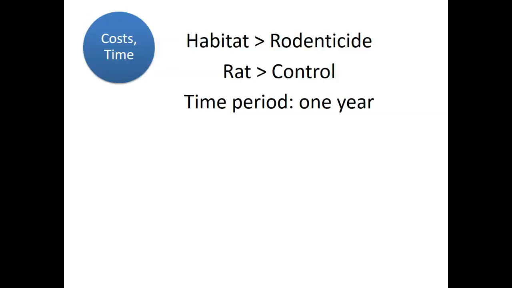So additionally, we include our costs of different controls. For now, we're using fairly arbitrary costs. I'll explain more about that later. The main pattern we assume is that habitat management is more costly than rodenticide. And we also assign a monetary cost to a rat. So each rat has a cost of existing in the population. And this cost is always more than a control, which means it's always cost effective to do some kind of control rather than no control. And for our time period, we're going to look for optimal controls over the period of 1 year.